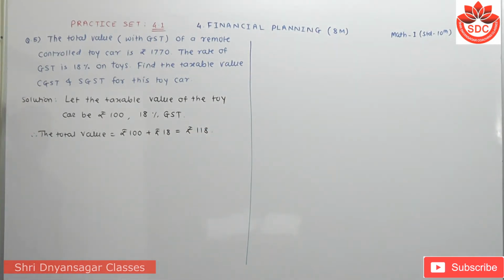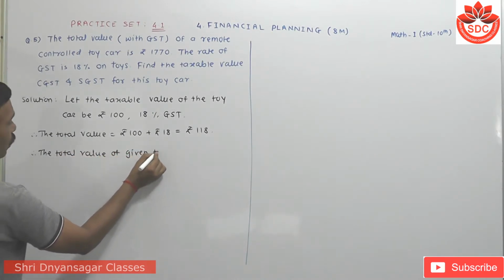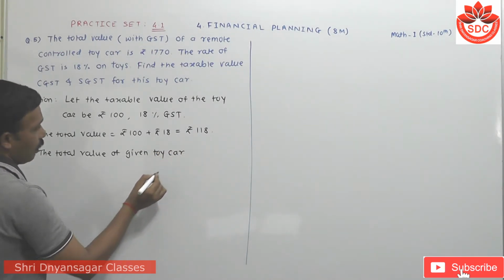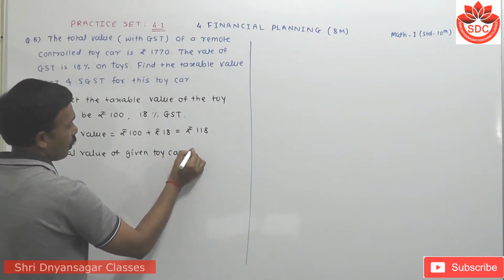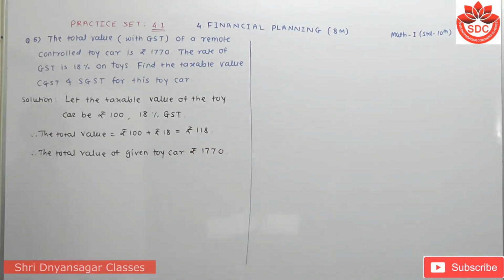Now students, the total value of the toy car is how much? It is 1770 rupees, so that is the given total value. Therefore, the total value of the given toy car is rupees 1770. All of you know that the ratio of the total value to the taxable value is always constant.